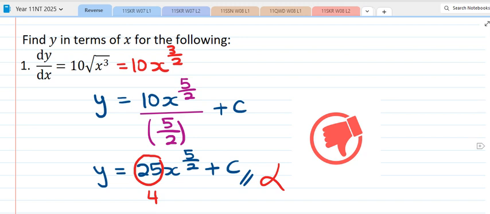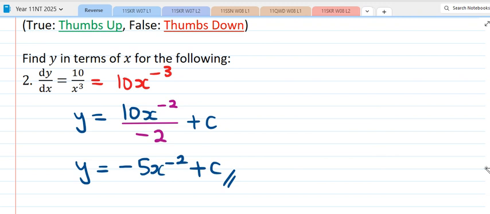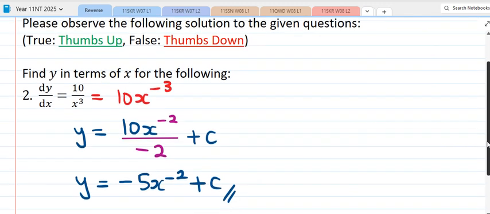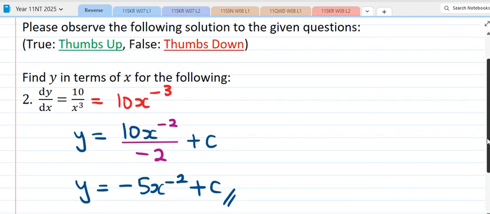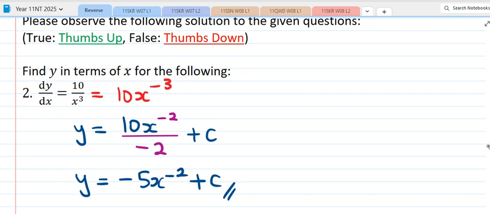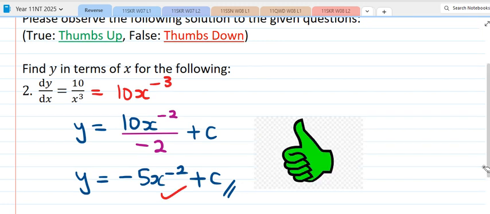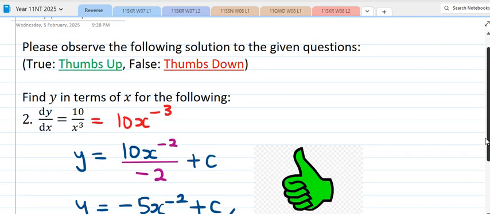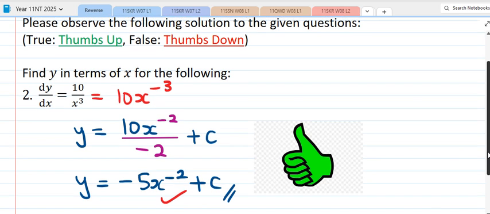Alright, moving on to the last question for the plenary. Please decide if this is true or false for the solution to question number 2. dy by dx equals 10 over x cubed. Observe the solution. And in 5, 4, 3, 2, and 1. Is this true or is it false? Alright, for this one, the solution is correct, so it is true.